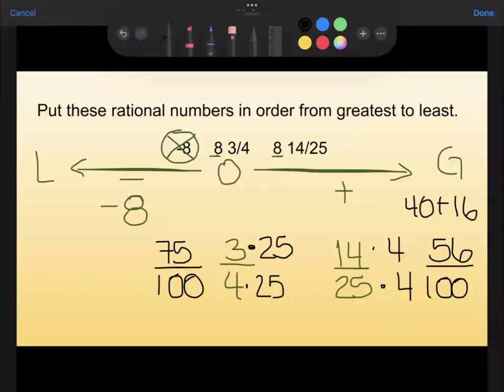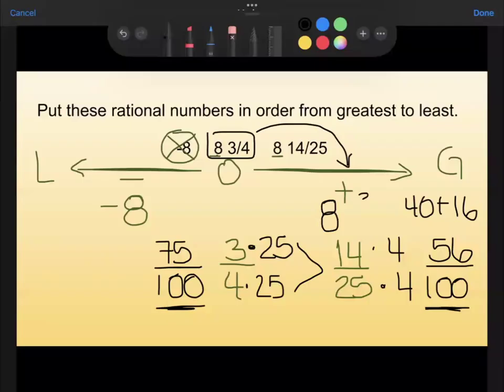Okay, so now what I'm really comparing is 75 over 100 to 56 over 100. And 75 over 100 is greater. So that means that 8 3/4 is greater than the 8 14/25. So I'm going to go ahead and put that one over here, 8 3/4, which means the 8 14/25 goes in the middle. Of course, it's greater than 0, but it does go in the middle of the group.